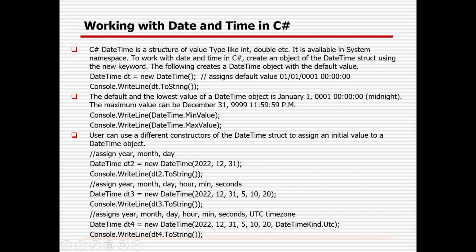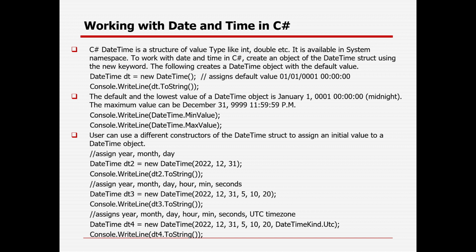So the default and the lowest value of a DateTime object is January 1, year 0001, hour 00, minute 00, second 00. But the maximum value will be December 31st, 9999, hours will be 11, minutes will be 59, seconds will be 59, and the timing will be PM. So that is the way you can deal with the date object whatever you are creating for the DateTime structure.